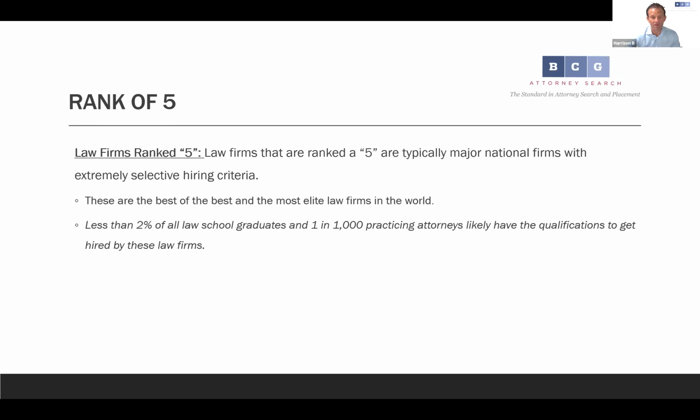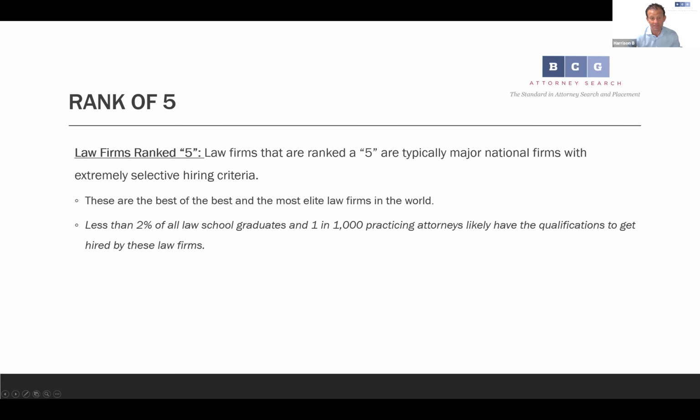Most Am Law firms are going to be 4s. Some of them are even 3s. Very few of them are 5s, and these are like the most elite firms in the world. They're just extremely hard to get into. So you think, I would say Wachtell would be a 5. Some firms are close to a 5, but not quite a 5. There's a lot of really good boutiques that are 5s.